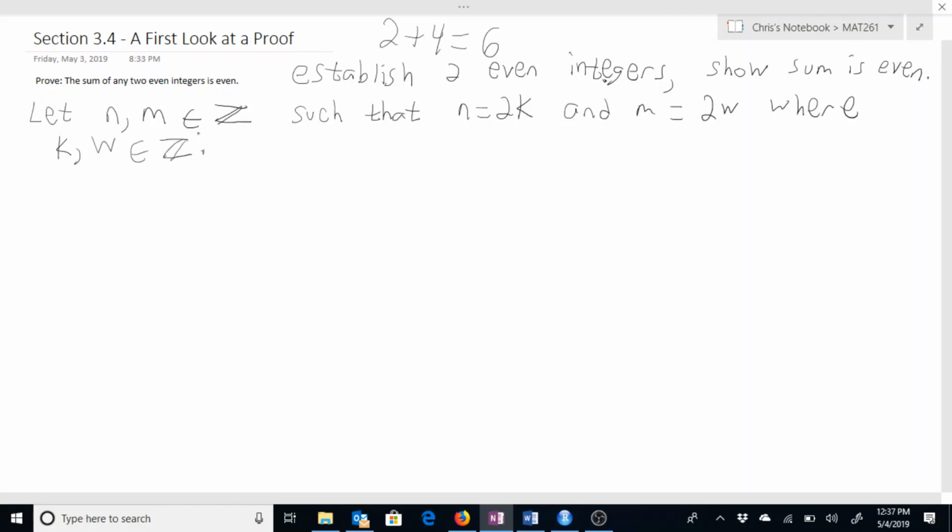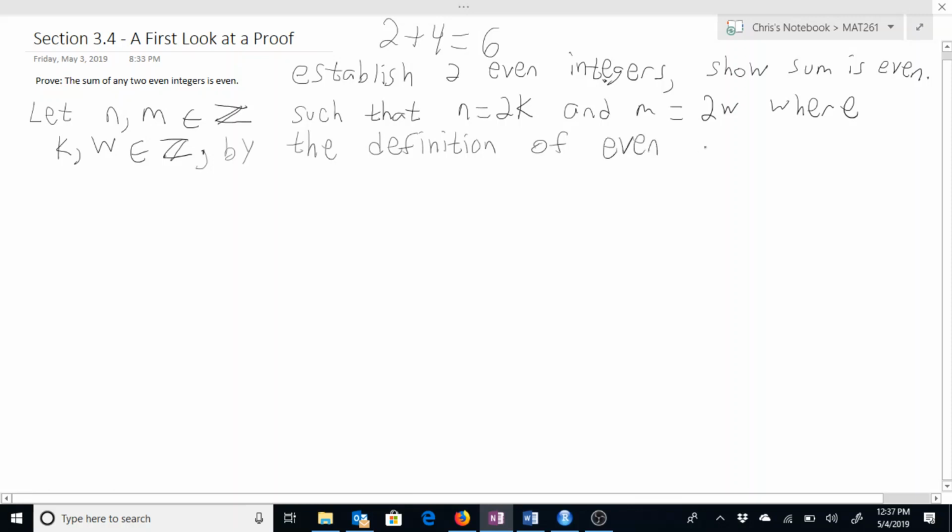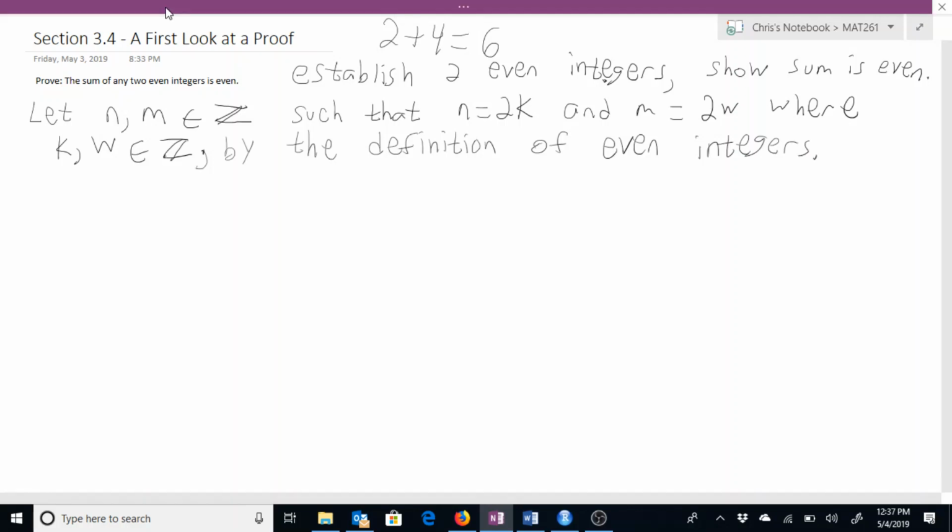So we establish that first, specifically by the definition of even integers. Is how we could say this. Definition of even integers. So now we want to add the two of them, right? That's the whole idea of this.